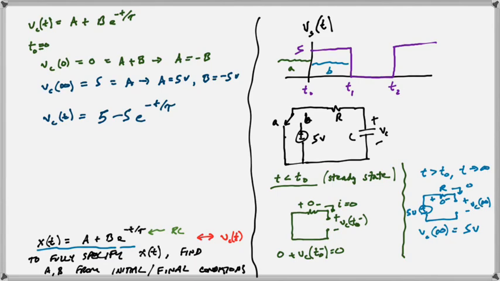Okay, and if we were to sketch this, it would look like this. Here's 0, it's VC in volts, and it starts at 0, it rises with an exponential form asymptotically to 5 volts. And here's t on the x-axis.